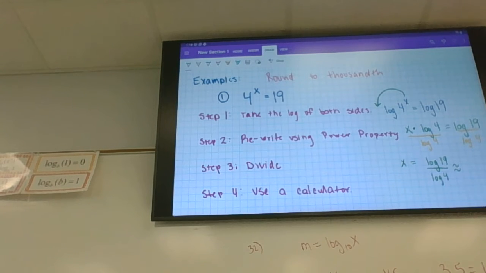Did you get to 2.13? Yeah. I was guessing. These directions specifically say round to, oh man, the directions in your workbook say ten-thousandth.